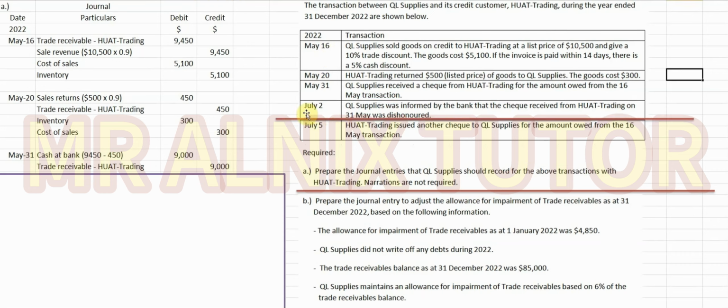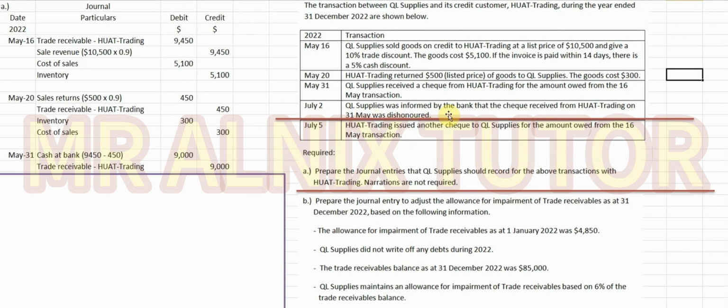Next, 2nd of July. QL Supplies was informed by the bank that the cheque received from What Trading on 31st May was dishonoured. That means there are many reasons behind it. The more important thing is the cheque returns. That means we call it a bounced cheque.